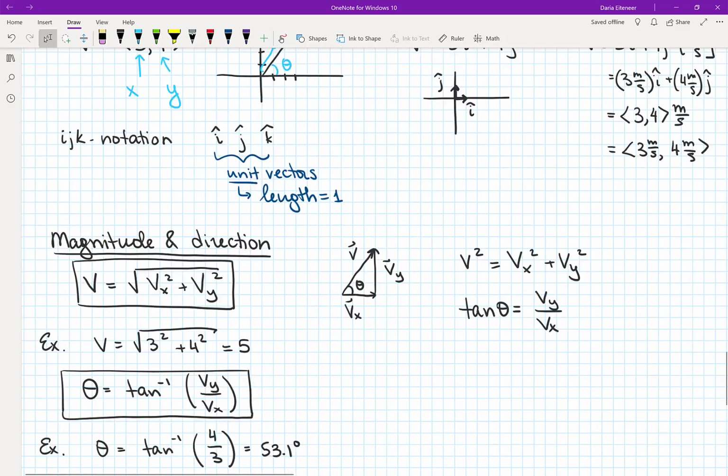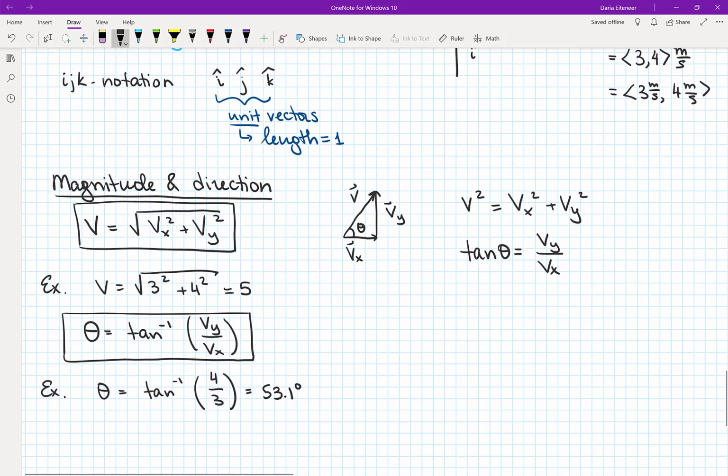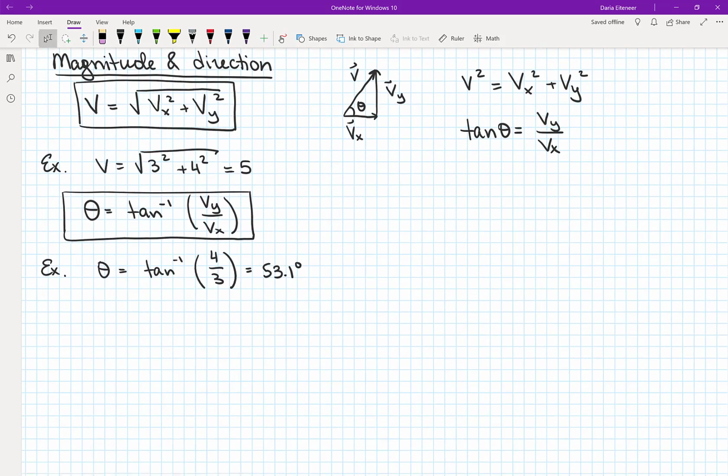Okay, so this theta here, the magnitude we figured out was 5, and the theta was 53.1 degrees. So that's what that means. Now you have to be really careful with inverse tangent, because inverse tangent only gives angles that are between -90 degrees and +90 degrees. And sometimes that's just not appropriate.